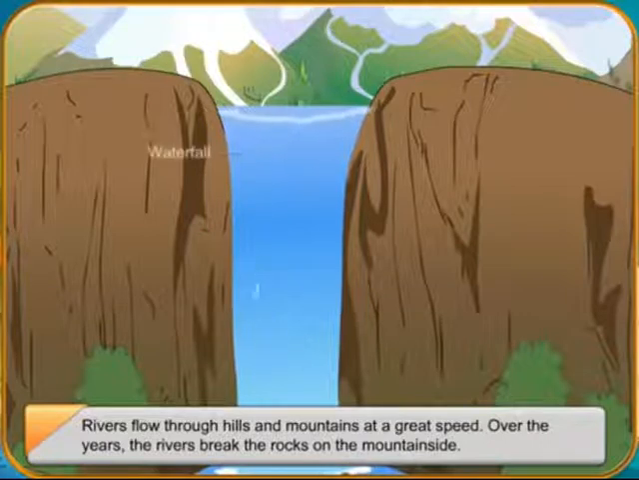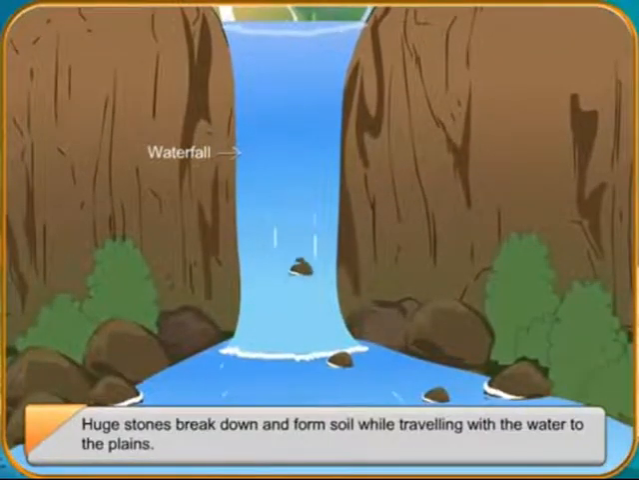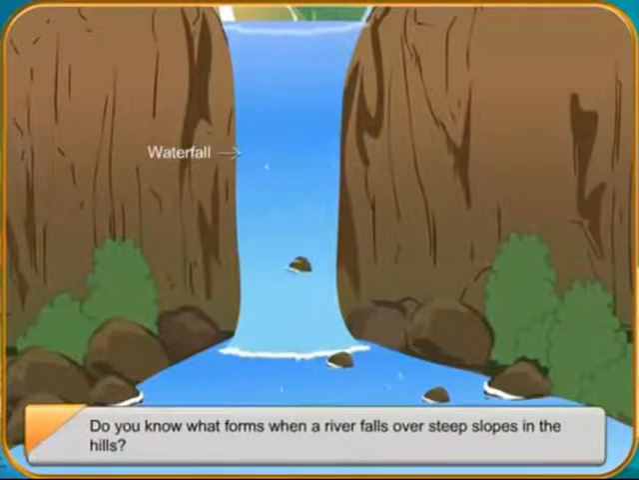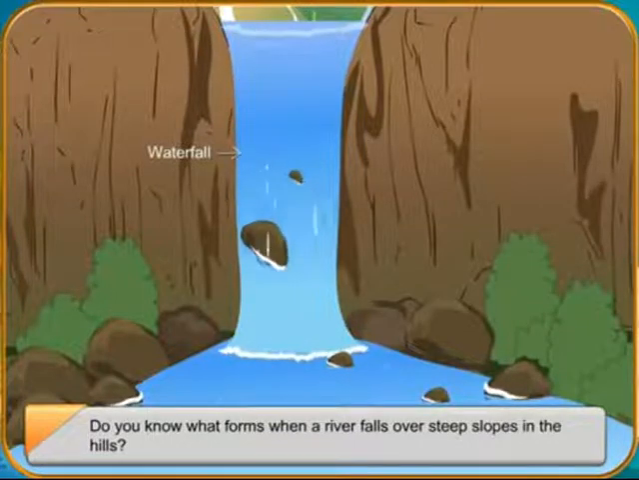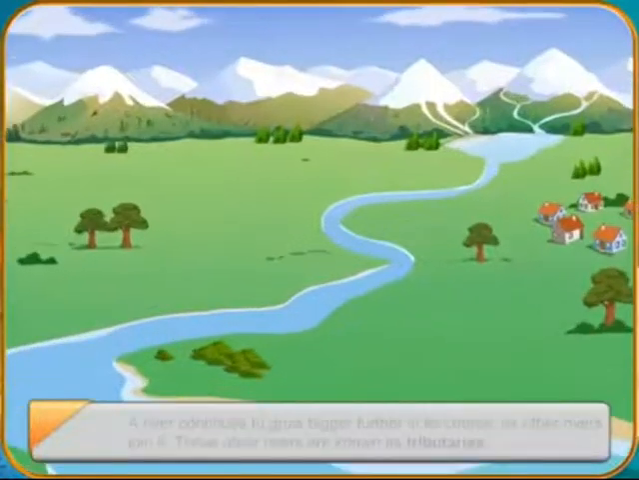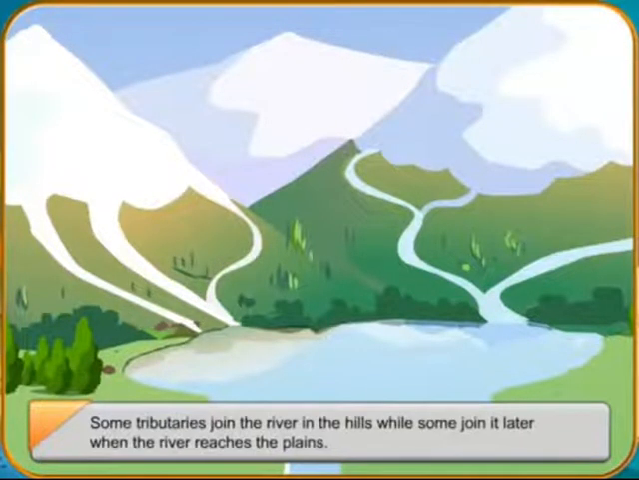Rivers flow through hills and mountains at a great speed. Over the years, the rivers break the rocks on the mountainside. Huge stones break down and form soil while traveling with the water to the plains. Do you know what forms when a river falls over steep slopes in the hills? A river continues to grow bigger further in its course as other rivers join in. These other rivers are known as tributaries. Some tributaries join the river in the hills, while some join it later when the river reaches the plains.